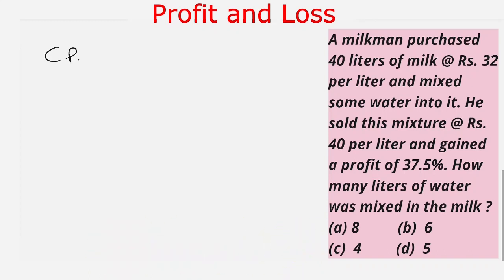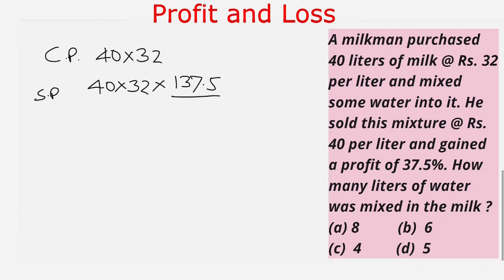The cost price of 40 liters is 40 multiplied by 32, and the selling price is having 37.5% profit on it. It means that the selling price is 137.5%. So 40 multiplied by 32 multiplied by 137.5 divided by 100.